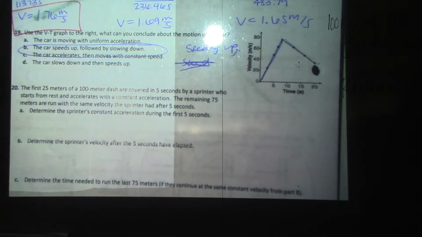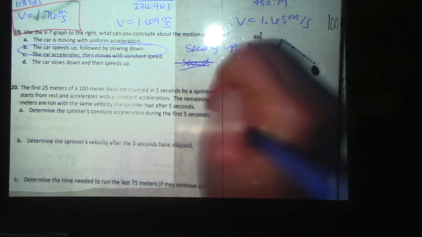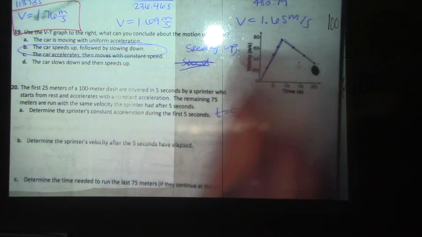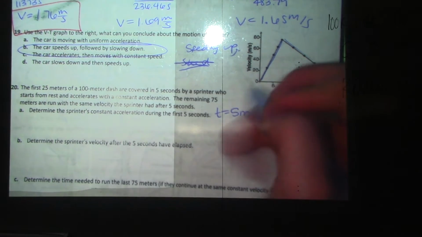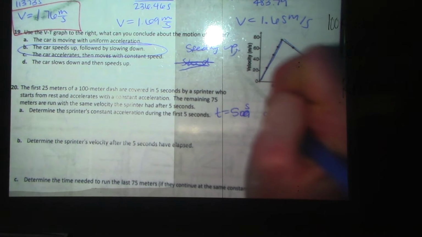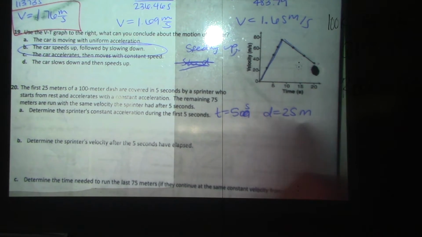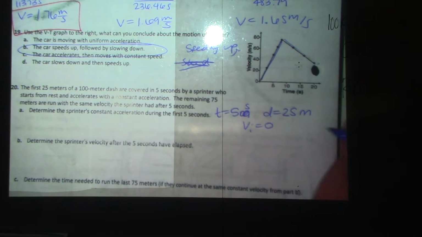So I'm just looking at the first 5 seconds, so t is 5. And it says I only covered 25 meters. The whole race is 100, but the first 25 meters were covered in the first 5 seconds. So I'm going to use distance is 25, because that's the distance that goes with this time. It says starts from rest, so initial velocity is 0. And constant acceleration, so I'm looking for that constant acceleration.